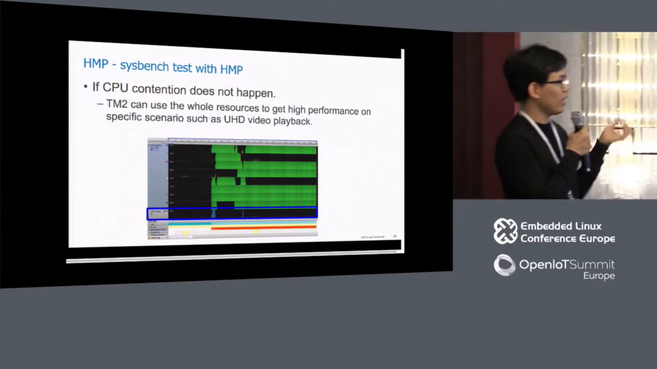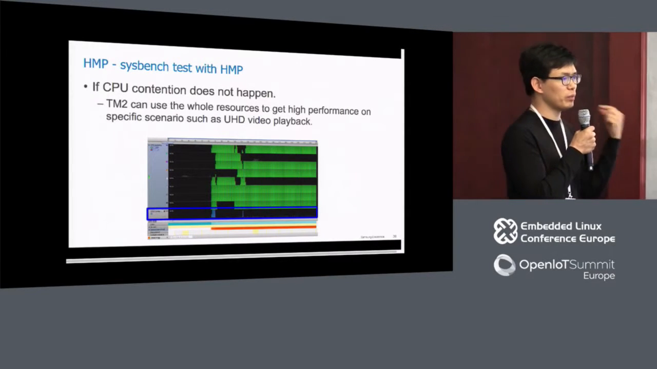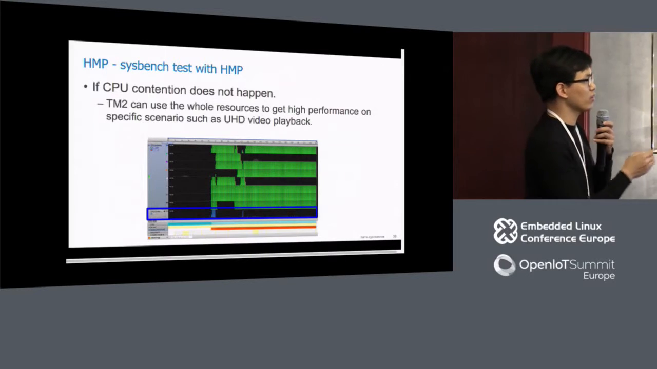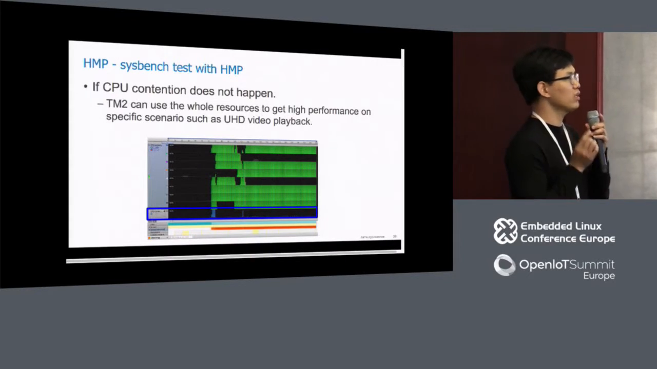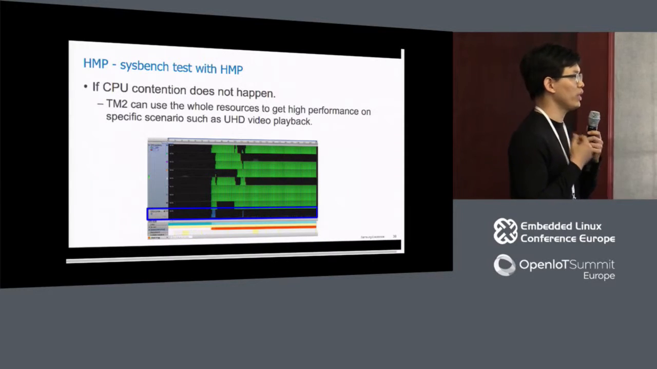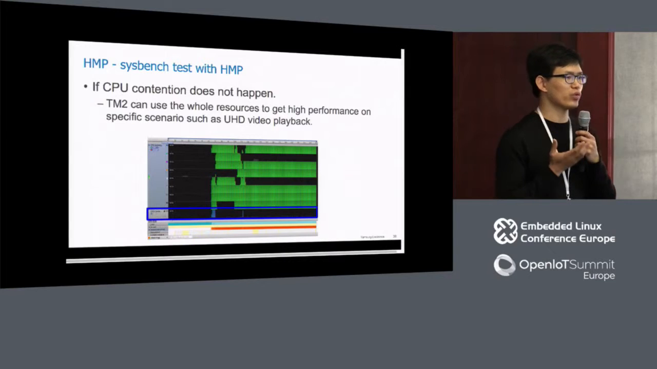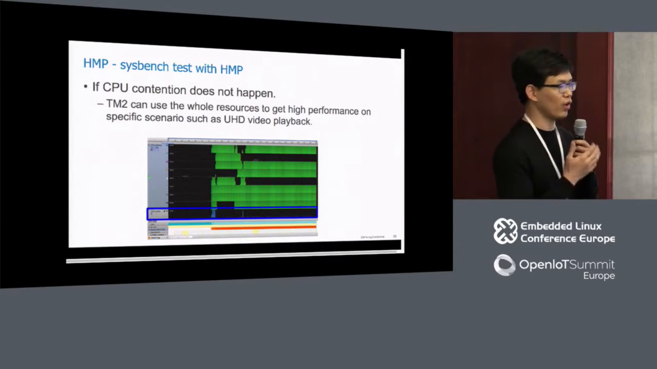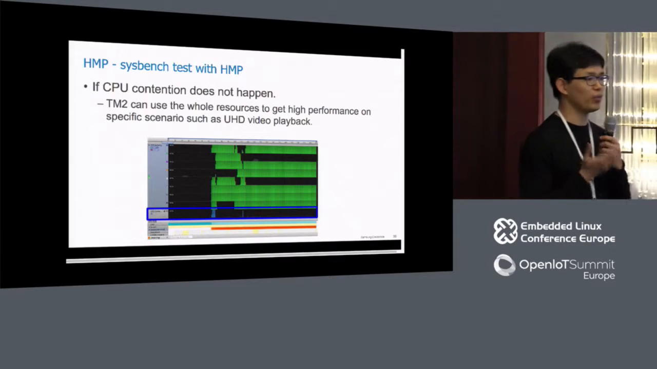So I applied the HMP patches and tested again. I got no CPU contention issue. It means that we can use all cores at the same time to support specific scenarios, as I already said, such as gaming and VR.